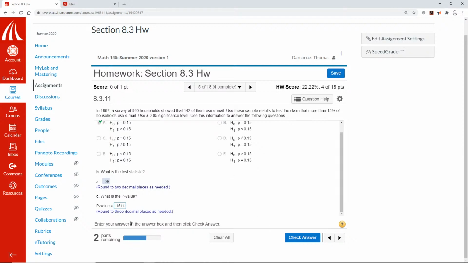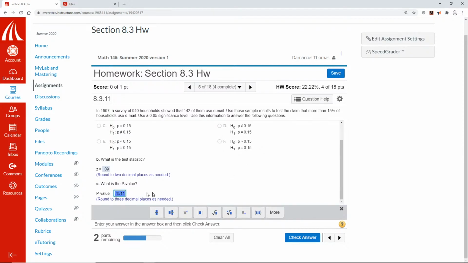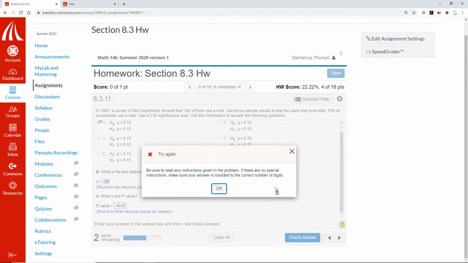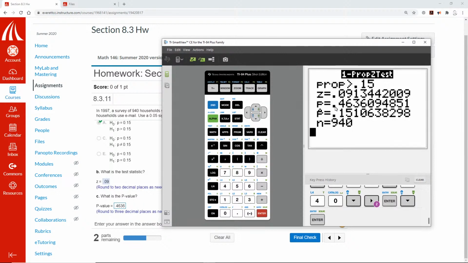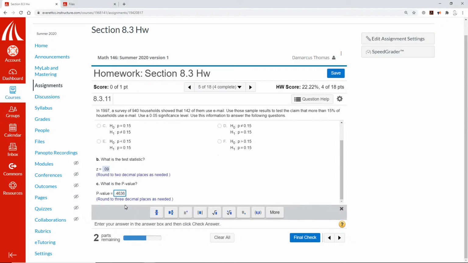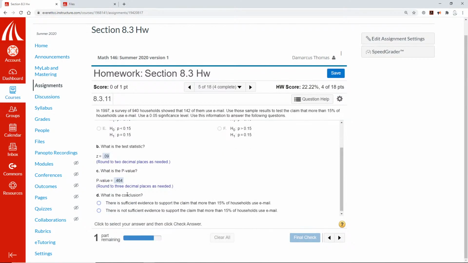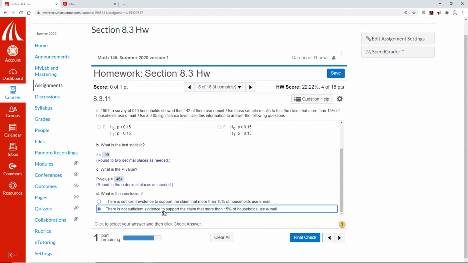Our p-value is actually, hold on, that's our sample proportion. Our p-value is 0.4636. Oh, they want 3 places, they said? Okay, so 0.464. Just 3 places, not 4. What's the conclusion? There is not sufficient evidence to support the claim that more than 15% of households use it.